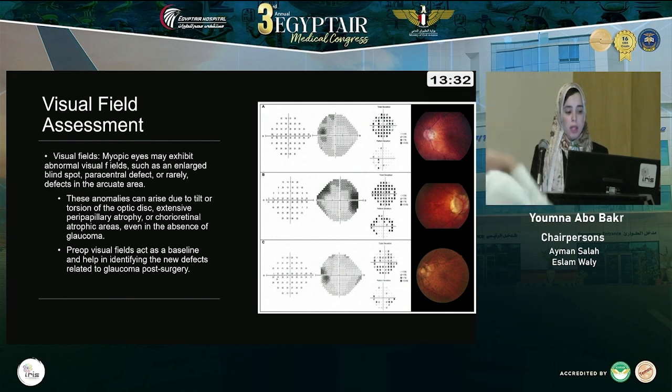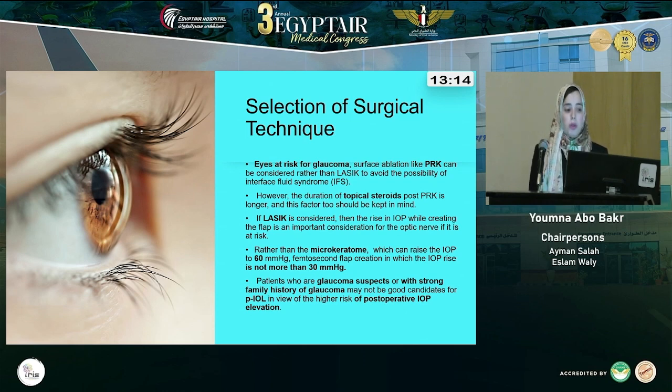Preoperative visual field acts as a baseline and helps us define new defects if the patient progresses to glaucoma, because they're more susceptible to be glaucomatous. Then we can assess the preoperative and postoperative data of the patient. So the most important thing in any glaucoma suspect or any patient undergoing refractive surgery in general is to assess the eye. For eyes at risk for glaucoma, PRK is more suitable than LASIK, especially if they don't have high degrees of astigmatism, to avoid interface fluid syndrome.